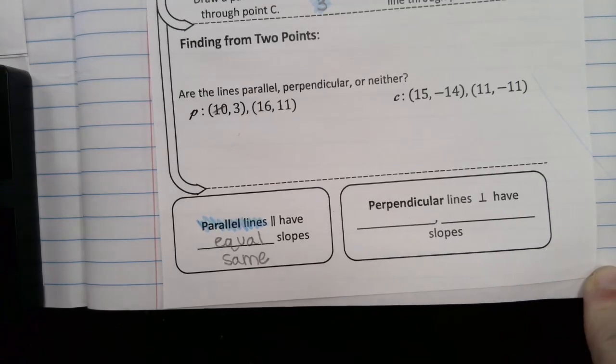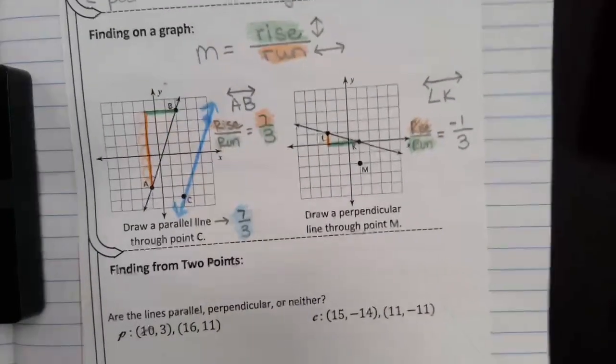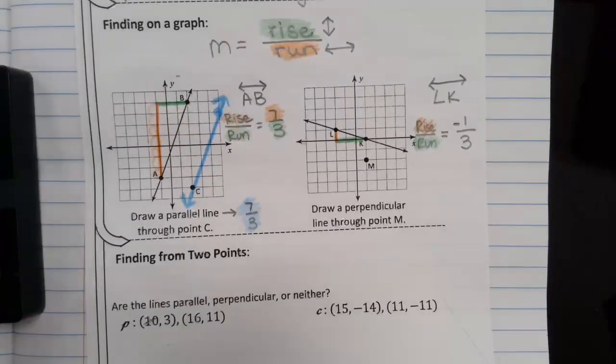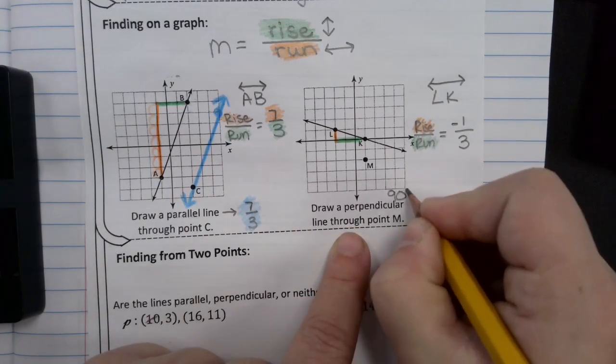Now on the next one we have perpendicular. We haven't talked about that word perpendicular in a while. What does perpendicular mean? Parallels are right next to each other. Perpendicular means they cross, and exactly at what degree do they cross? 90 degrees. So perpendicular, remember, is 90 degrees.